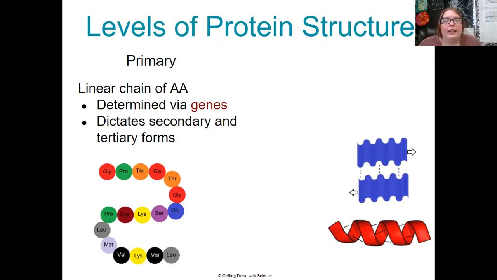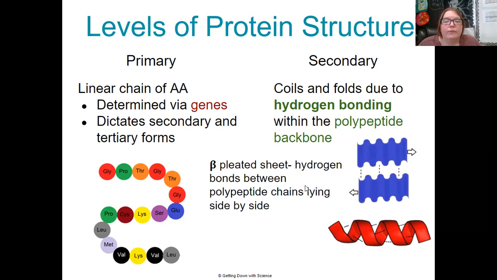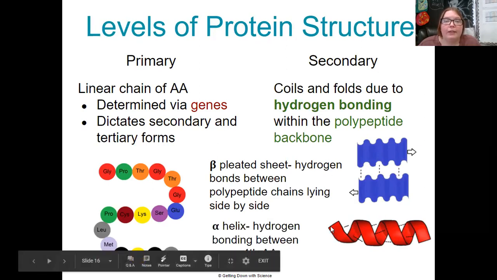Oh, sorry. Okay, levels of protein structure. So primary is the linear chain of amino acids determined via genes, like your DNA. It dictates the secondary and tertiary form. Secondary coils and folds due to hydrogen bonds within the polypeptide backbone. So we can have a pleated sheet, with hydrogen bonds between polypeptide chains lying side by side, or an alpha helix where they twist.